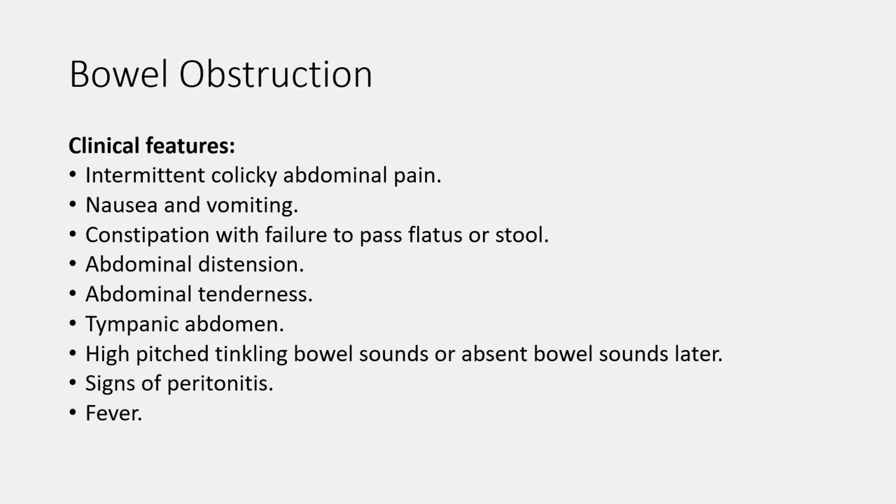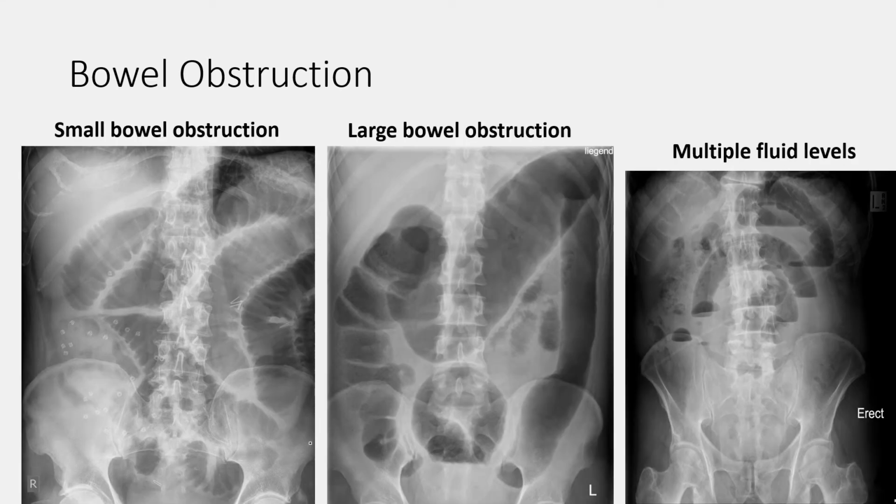The clinical features of bowel obstruction include intermittent colicky abdominal pain, nausea and vomiting, constipation with failure to pass flatus or stool, abdominal distension, abdominal tenderness, tympanic abdomen, high-pitched tinkling bowel sounds or absent bowel sounds later, signs of peritonitis, and fever. For investigations, abdominal X-ray is usually diagnostic.